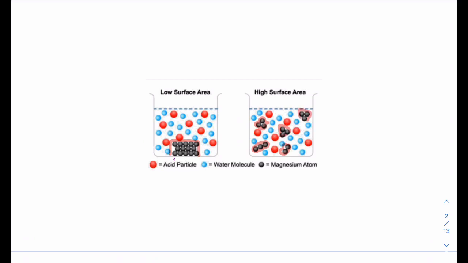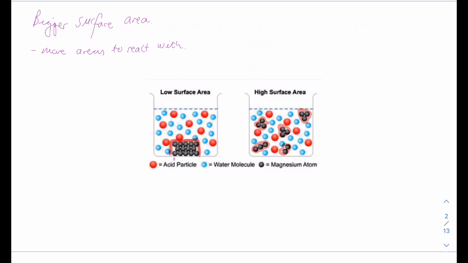Unlike in the first diagram where there were just those three lines where the particles can hit, collide and have a reaction. So bigger surface area means a quicker rate of reaction because there's more areas to react with. So it will happen quicker. The more area that there is for the reacting particles to hit off each other, the quicker they're going to react because there's more surface area there.